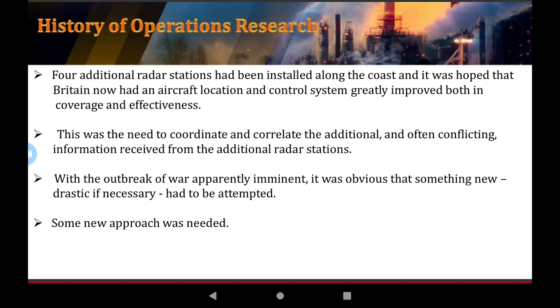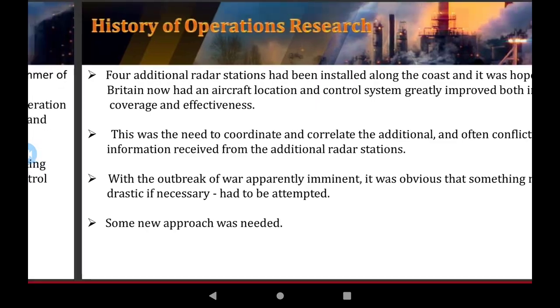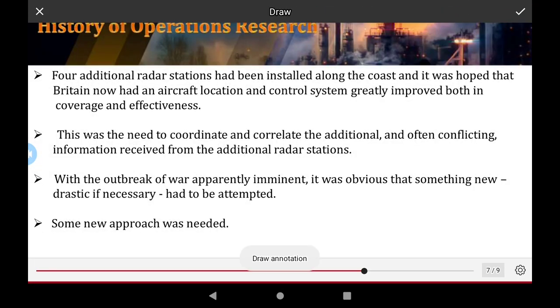The British now had aircraft location and control systems generally improved in coverage and effectiveness. This created the need to coordinate and correlate additional and often conflicting information received from the additional radar stations, which operation research helped to address.